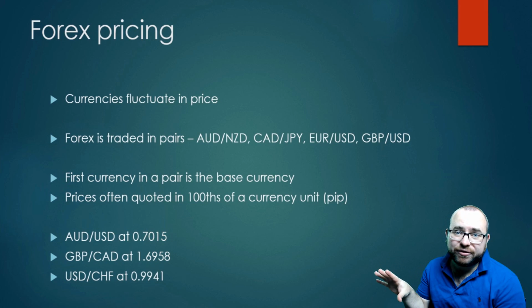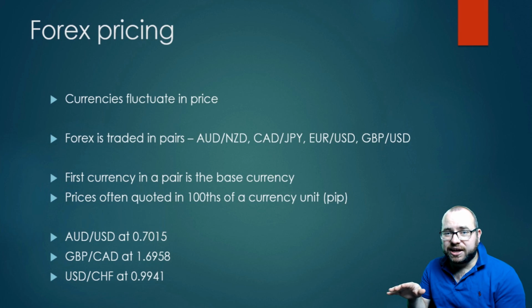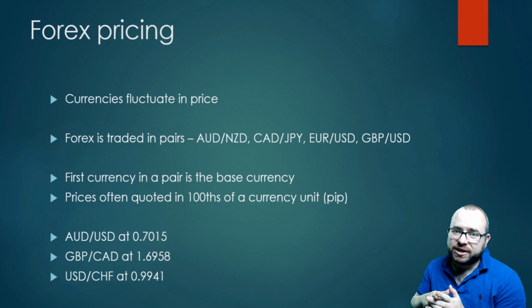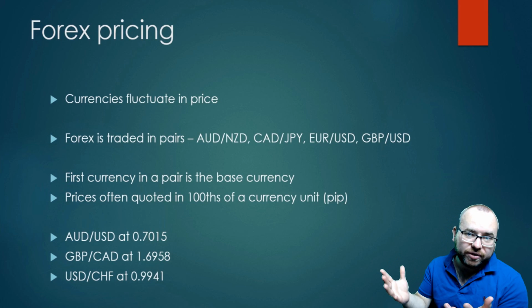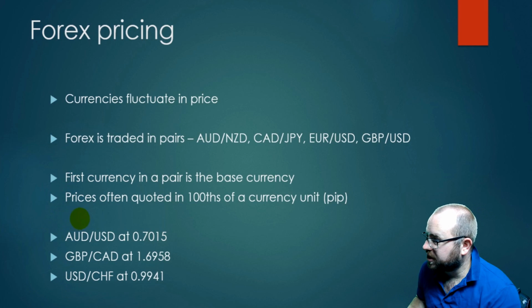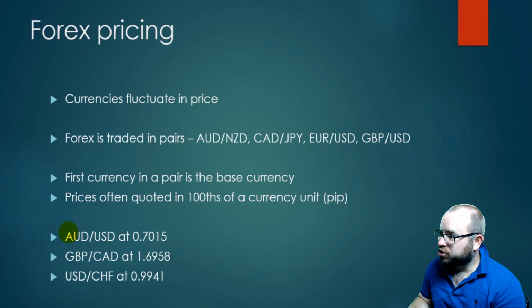On actual trading platforms, when you come to trade the Forex markets, it actually goes down to 1/100th of a cent. So you have $1.3125, for example. And there are some examples here. So Australian dollar, US dollar. For 1 Australian dollar, you'll get 0.7015 US dollars. For 1 pound, you'll get 1.6958 Canadian dollars. So this is hundredths of a cent. US dollar, Swiss franc. So for 1 US dollar, you'll get almost 1 Swiss franc, 0.9941, just short of 1 for 1.